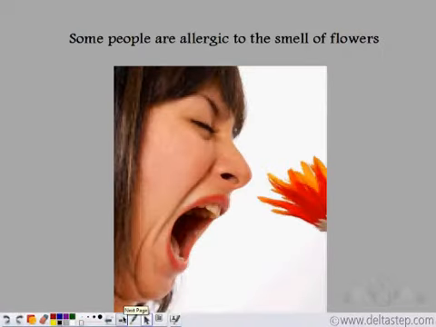Now, why are some people allergic to the smell of flowers? Well, this is because while smelling a flower, the pollen grains enter into the nostrils and cause allergic reactions in the people who are prone to allergies.